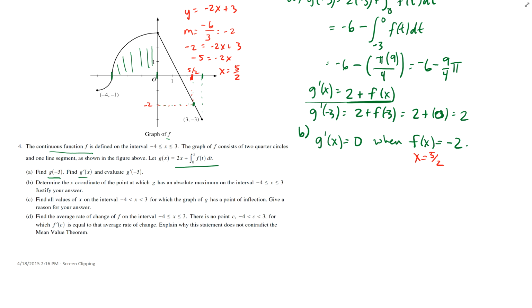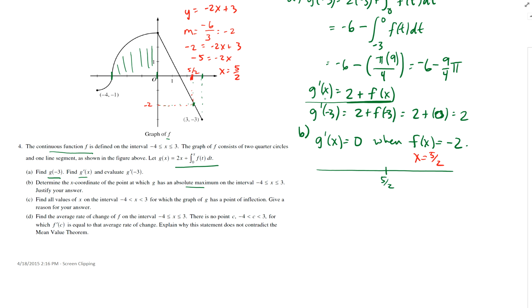Okay, so now, how do I determine if that's a maximum? Let's just look at our little number line here. 5/2. For numbers to the left of 5/2, I have to determine what g prime is. Numbers to the left, so pick a number to the left of 5/2, say 1.